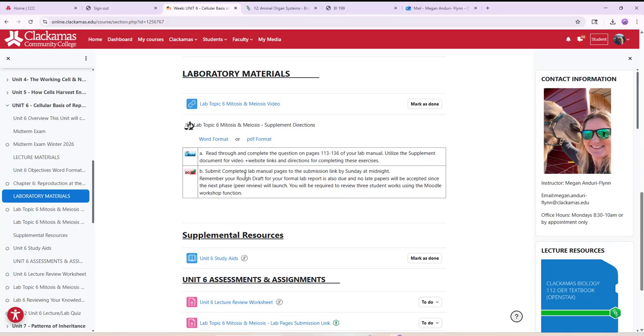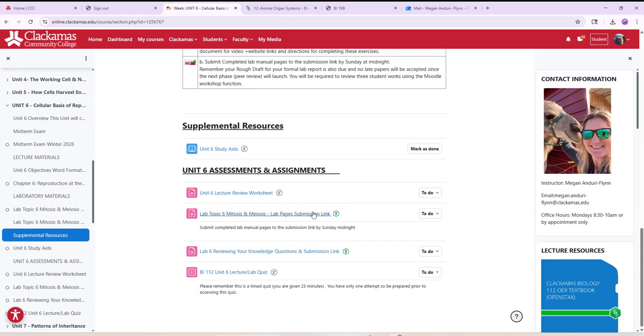That walks you through how to complete the lab, including using the supplement, and then the lab manual pages that you're going to be submitting under the lab pages link. And we have our reviewing your knowledge that you'll complete after you've completed the lab, just like always.